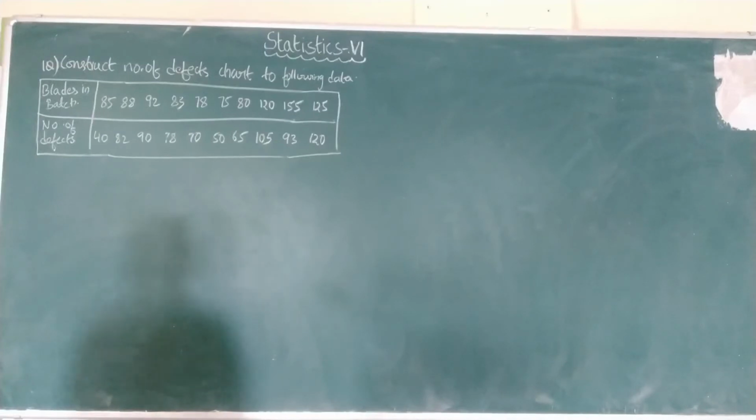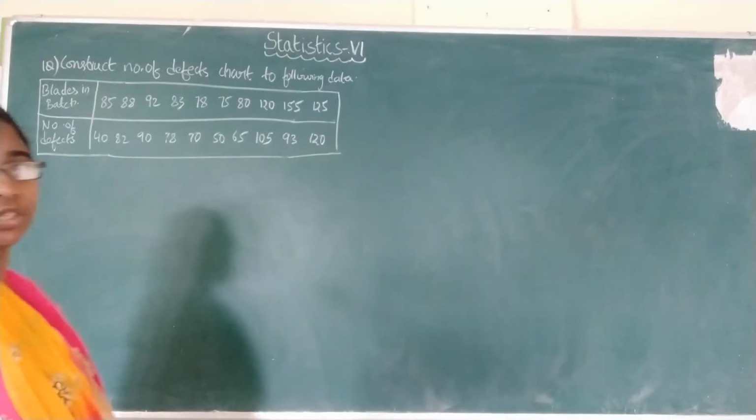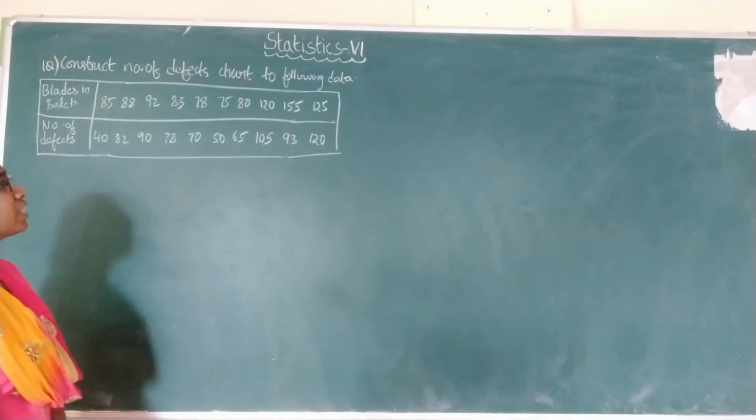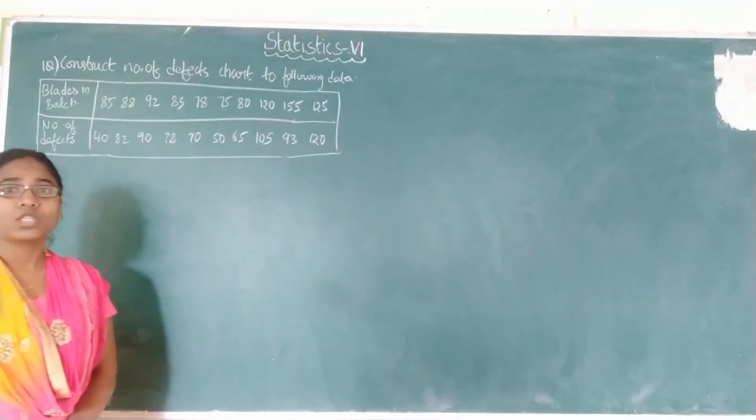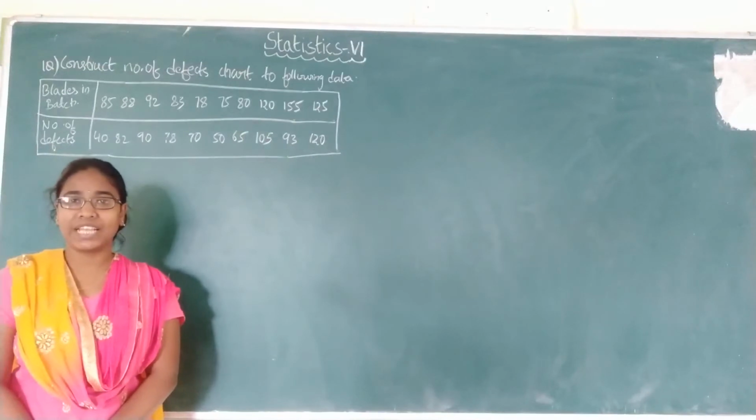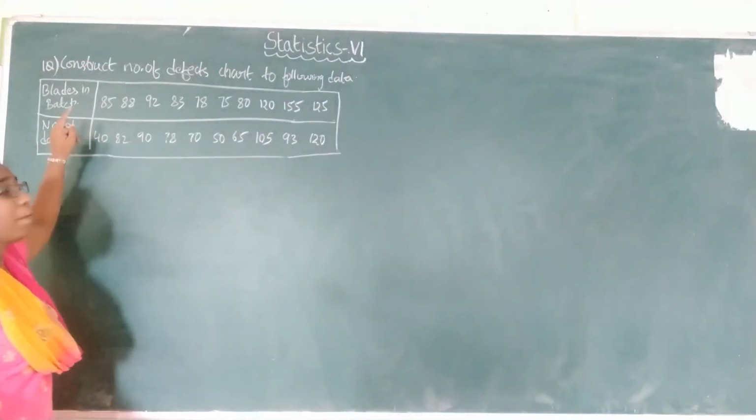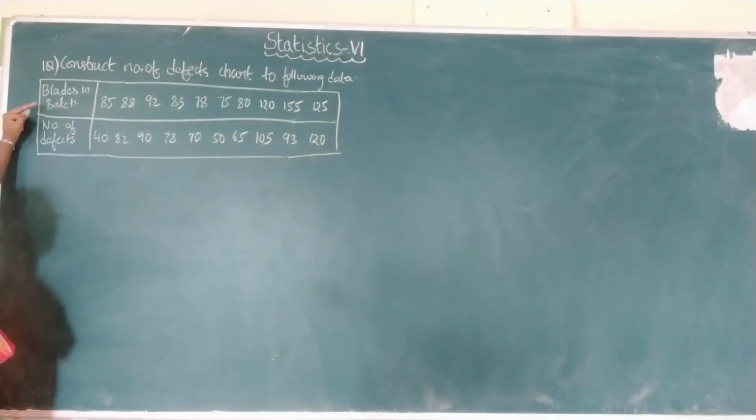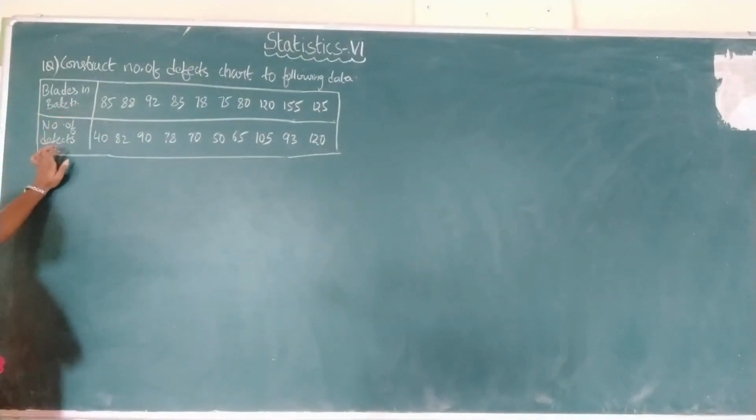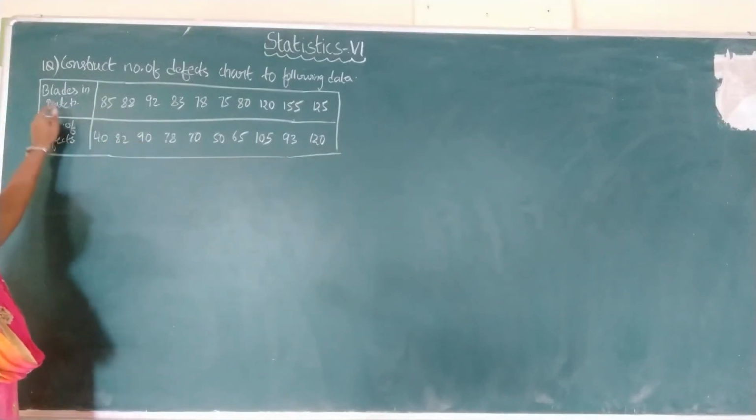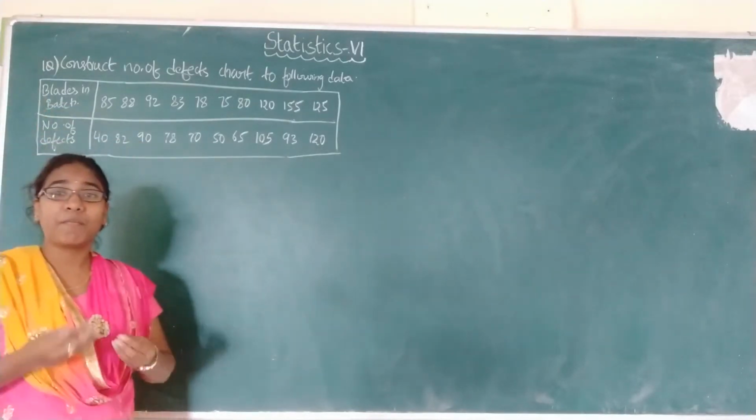Now we will see a problem related to U chart. Read the question: construct the number of defects chart for the following data. Number of defects always indicates a C chart. So we have to construct a C chart, but observe here it is given blades in a batch and the number of defects.